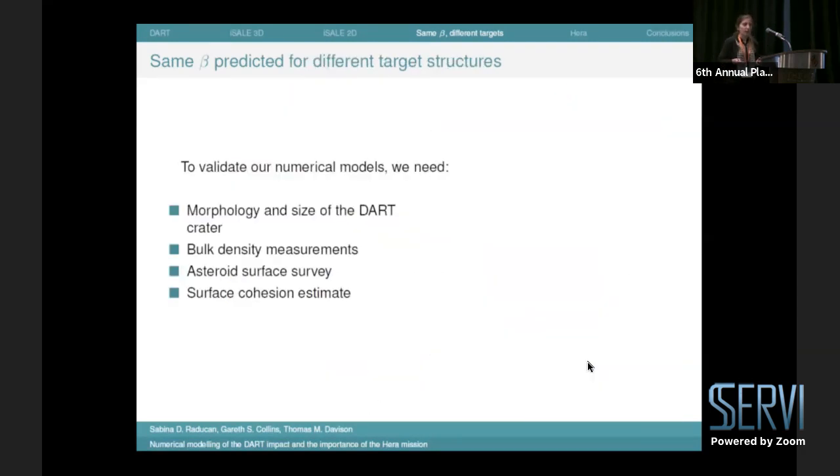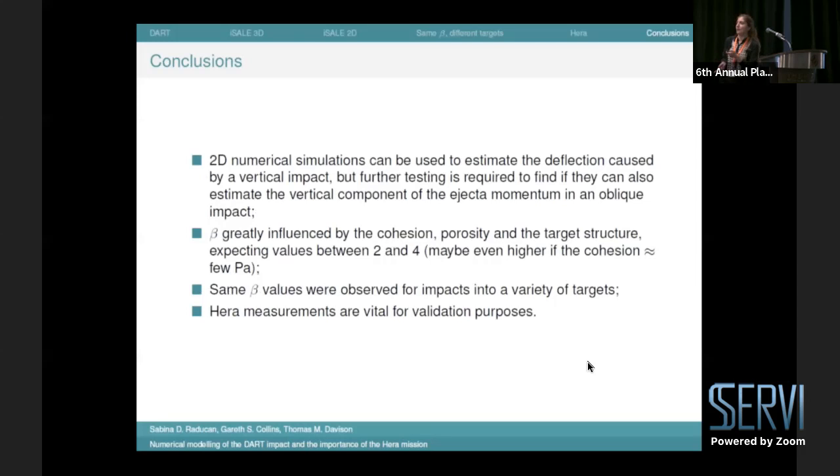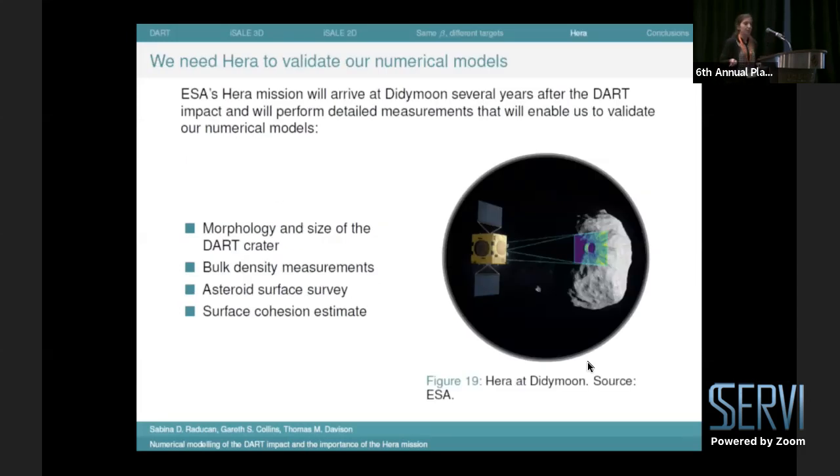So to validate our numerical models, we will need the morphology and size of the DART crater, a bulk density estimate, a boulder surface survey, and maybe a surface cohesion estimate. And then luckily for us, ESA's Hera mission is planning to do just that. Hera will arrive at Didymoon several years after the DART impact and perform the detailed measurements that we need to validate our numerical models. However, Hera has not been approved yet, so hopefully it will get approved, because it's really crucial to have these measurements.